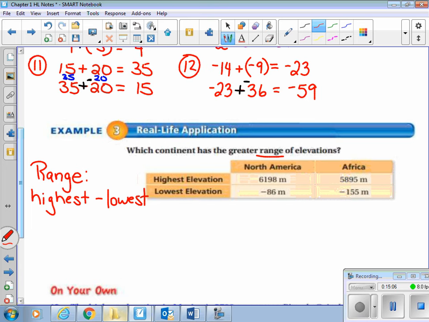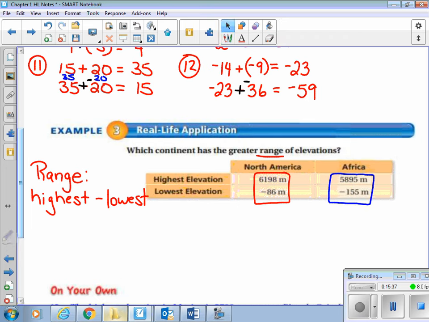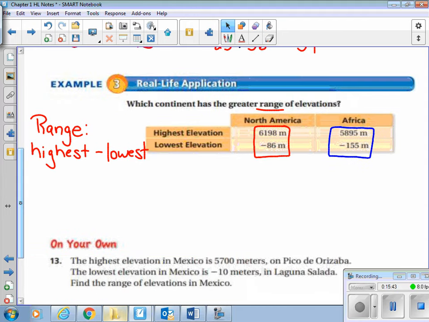So if I'm looking at North America versus Africa, the highest elevation in North America is 6,198 meters, and the lowest elevation is negative 86 meters. So we're going to find the range of these two numbers, therefore we are subtracting them. And we're going to compare it to the range of Africa, whose highest elevation is 5,895 meters, and lowest is negative 155. So again, we're going to subtract those, and we're going to see which one has the greater range, which range is highest. So we'll start over here with North America.